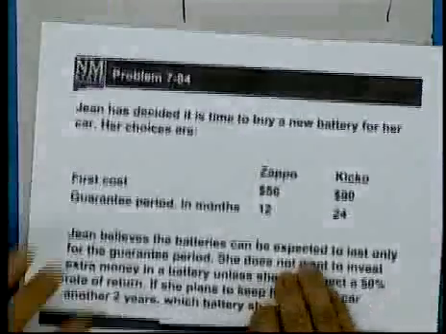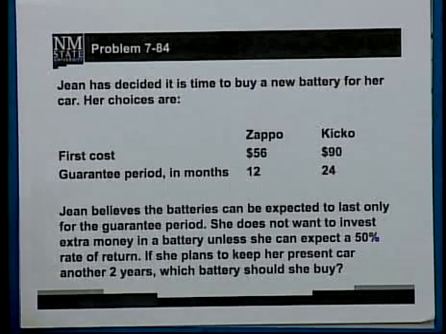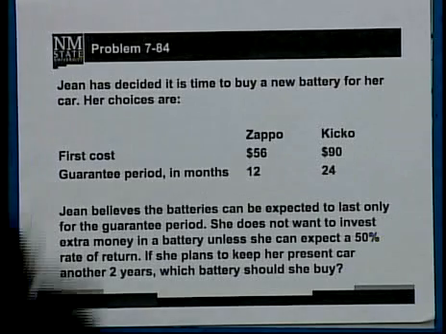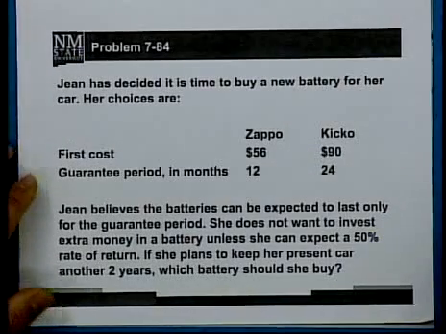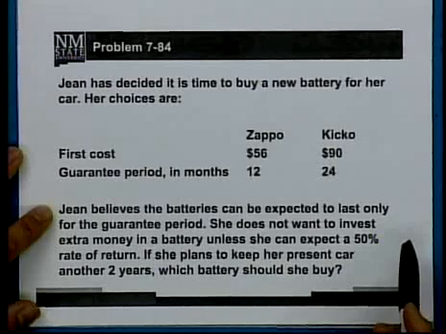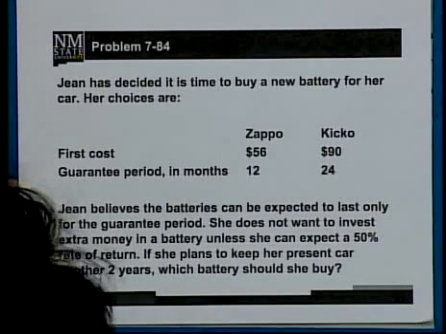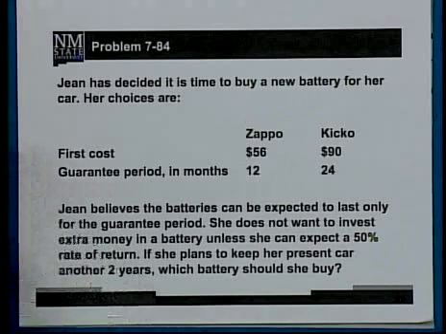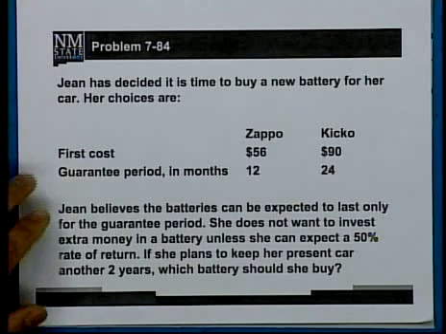And let's solve one more problem, which is 7-84. Okay, so Jean has decided it is time to buy a new battery for her car. And she has two choices, one for the Zeppo and another for Kiko. And she believes the batteries can be expected to last only for the guaranteed period. She does not want to invest extra money in a battery unless she can expect a 50% rate of return. If she plans to keep her present car another 2 years, which battery should she buy?